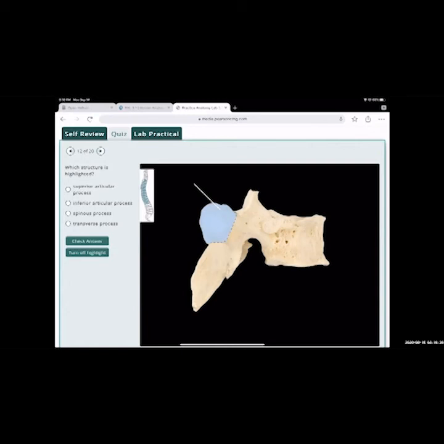Transverse process. That looks like the transverse process. It's kind of coming out. It's not a great picture of it, but I would say the transverse process also. Yep.